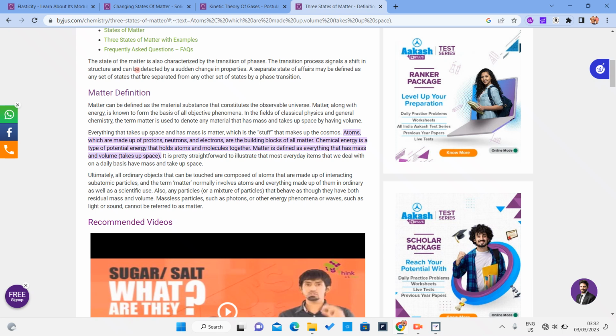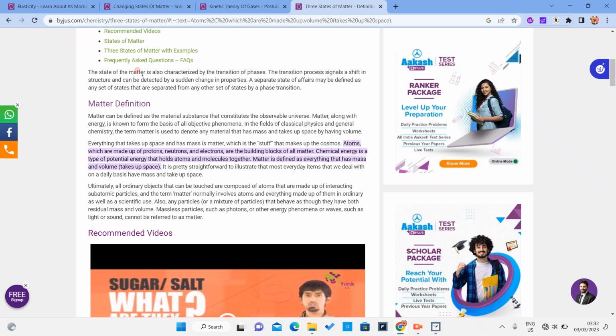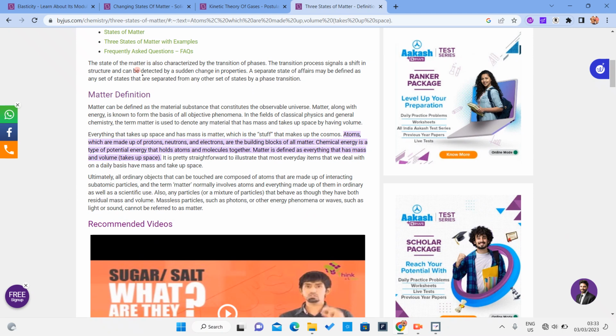So as I was saying, matter can be defined as the material substance that constitutes the observable universe. Basically, matter is what we can see, what we can touch, what occupies space, and what actually has mass. And these matters are made up of what? Atoms. The atoms, which are made up of protons, neutrons, and electrons, are the building blocks of all matter. Now, chemical energy is a type of potential energy that holds atoms and molecules together.